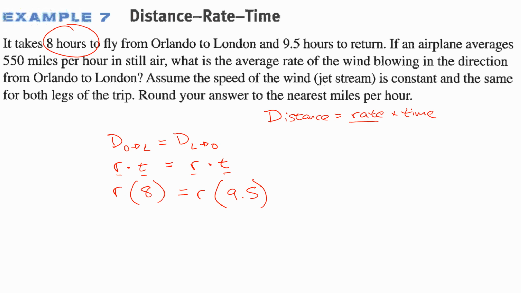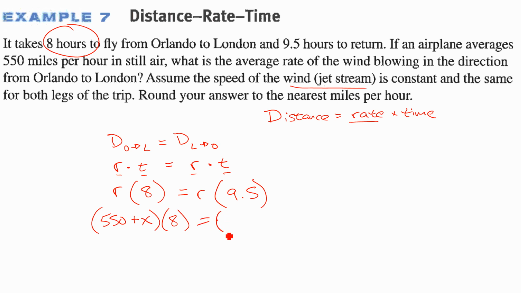So the rate going from Orlando to London was 550 miles per hour, plus we got some wind blowing in our direction. It made it faster for us. We're going to say 550 miles per hour plus x. Why plus x? Because we're going to say that the jet stream is pushing us, so we're actually going faster.